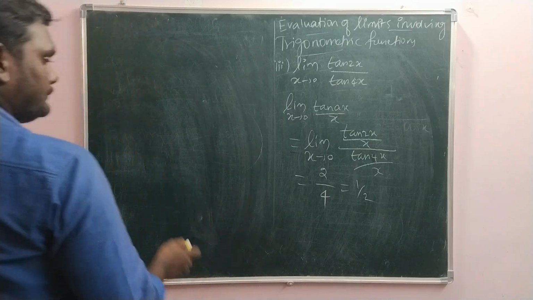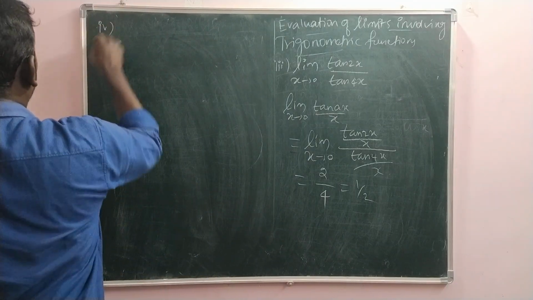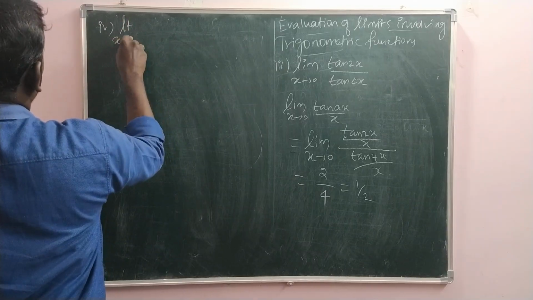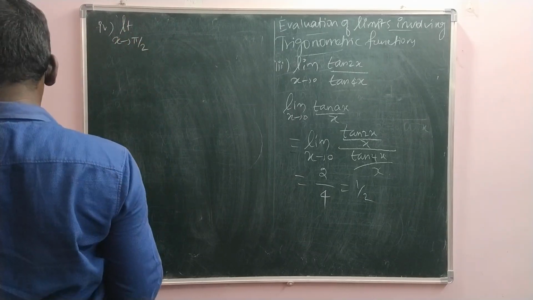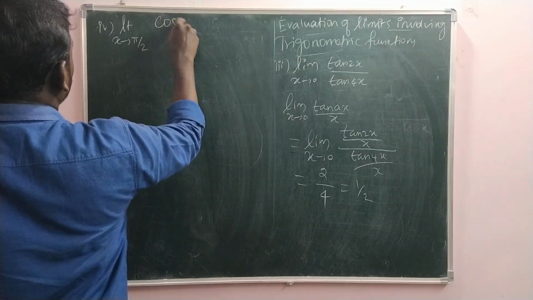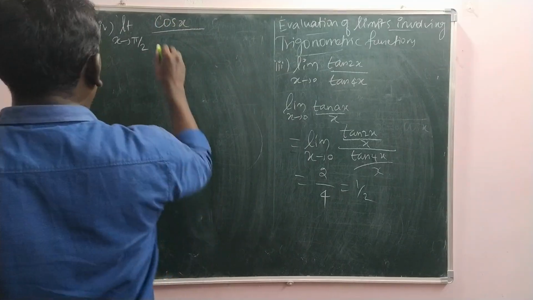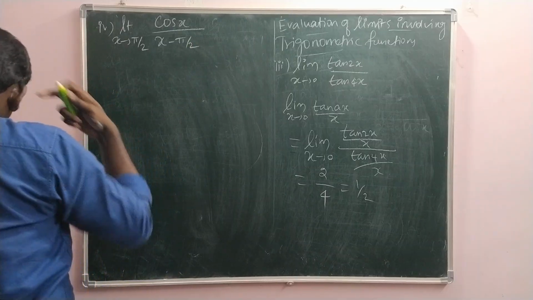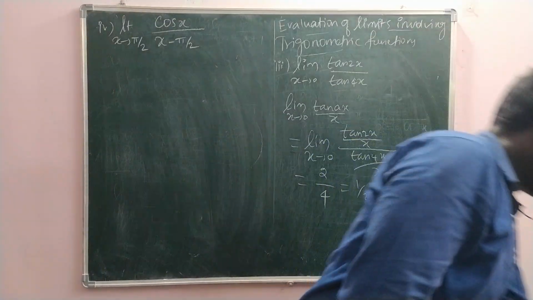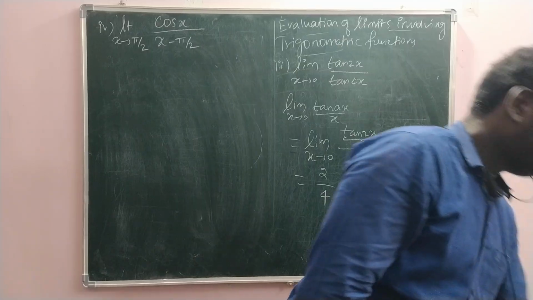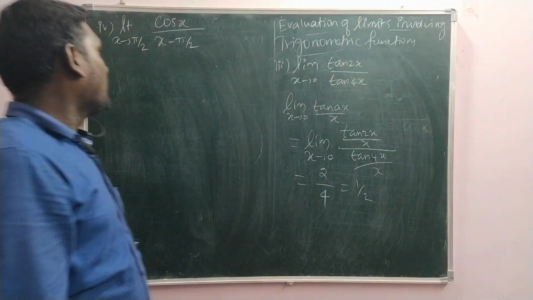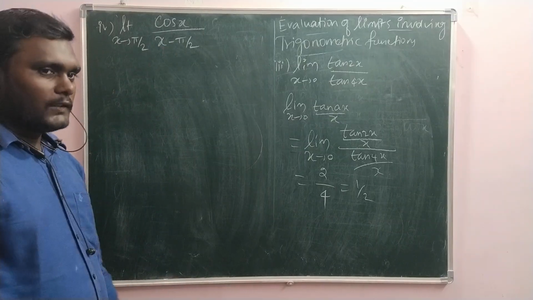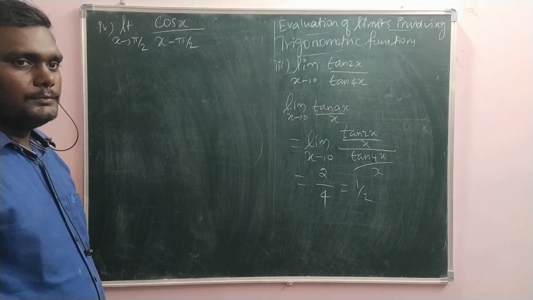And the fourth one. Limit x tends to pi by 2, cos x by x minus pi by 2. Okay, again here, cos x we have, substitute the limit directly: cos pi by 2 is 0, and pi by 2 minus pi by 2 is 0 again. So there is no sign as well. Then what can we do?